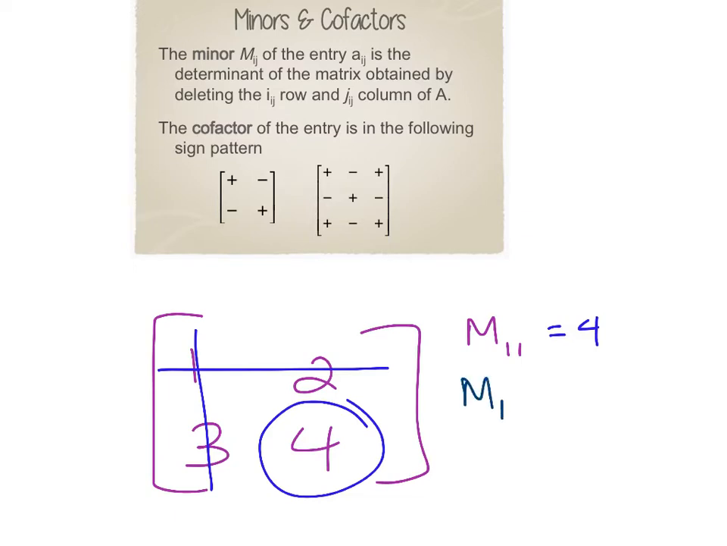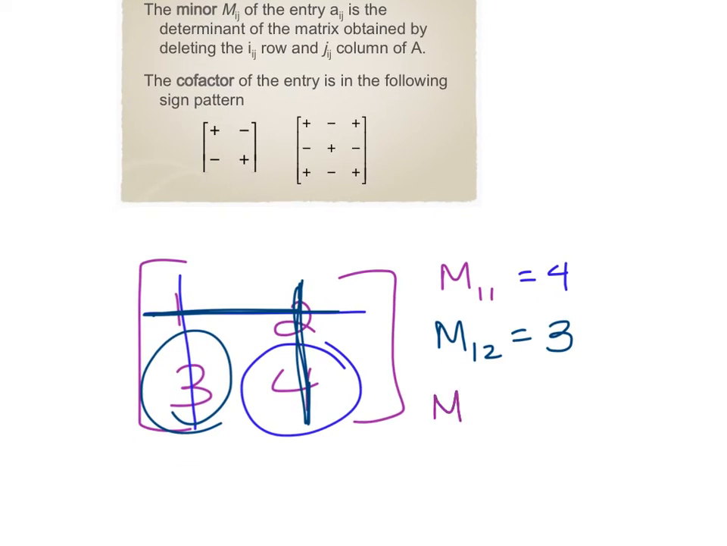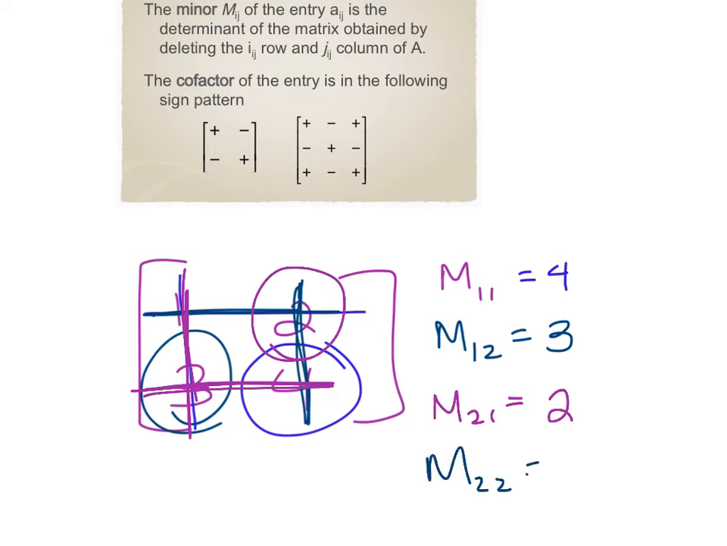So if I did the minor of 1, 2, that's row 1, or sorry, I went the wrong way, that's row 1, column 2. And then what's left is the 3. And then if I did 2, 1, that's row 2, column 1. What's left is the 2. And if I did row 2, column 2, what's left was the 1. So to find the minor, you are crossing out the row and the column of whichever cell you're looking at.